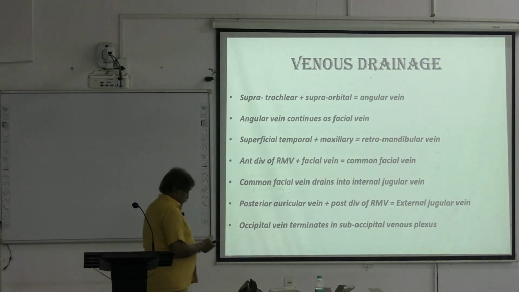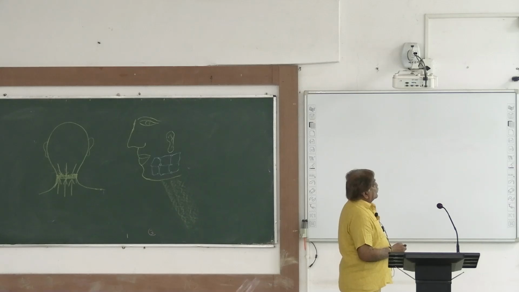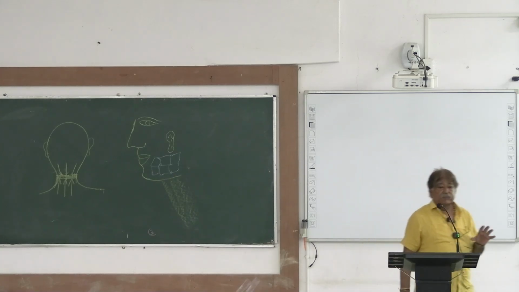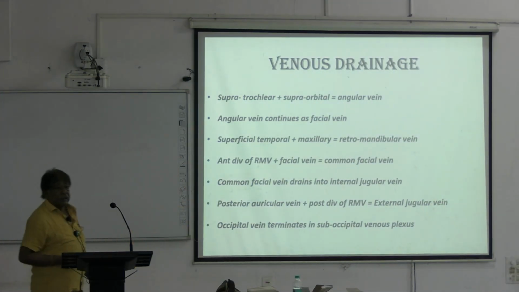Now, venous drainage: the supratrochlear and supraorbital veins form the angular vein. The angular vein continues as the facial vein. The superficial temporal and maxillary veins form the retromandibular vein. The anterior division of the retromandibular vein and the facial vein form the common facial vein, which drains into the internal jugular vein. The posterior auricular vein and posterior division of the retromandibular vein form the external jugular vein. The occipital vein terminates in the suboccipital plexus. Venous drainage of the scalp is important, and how it is formed. It can come as a short note.